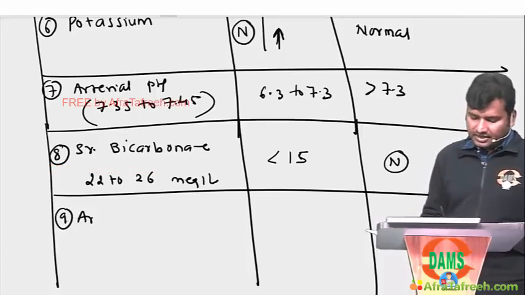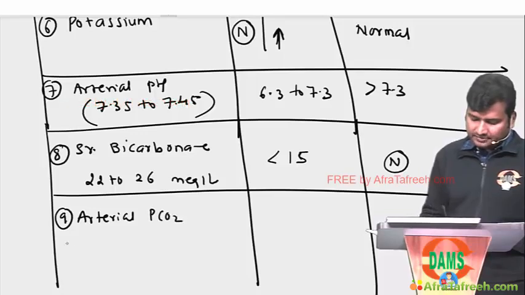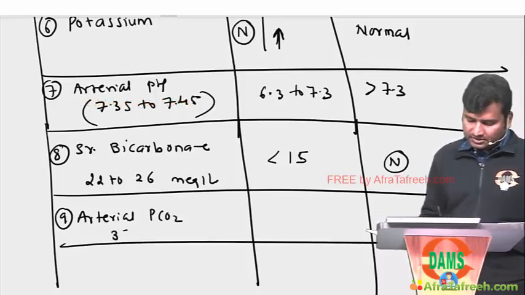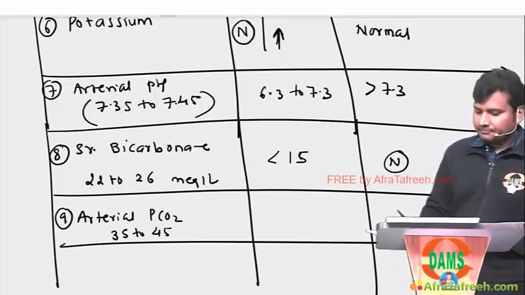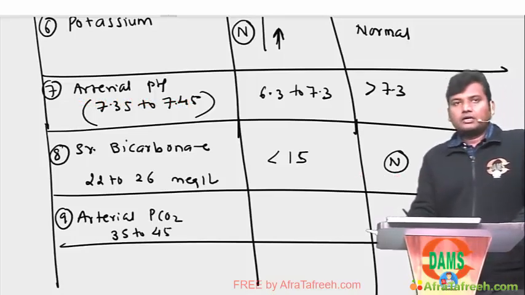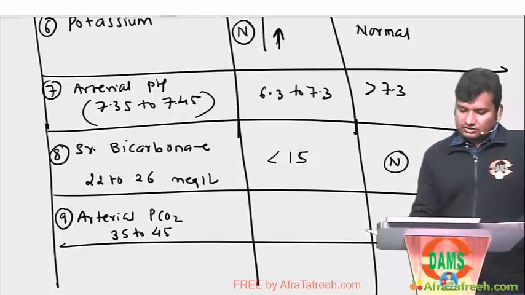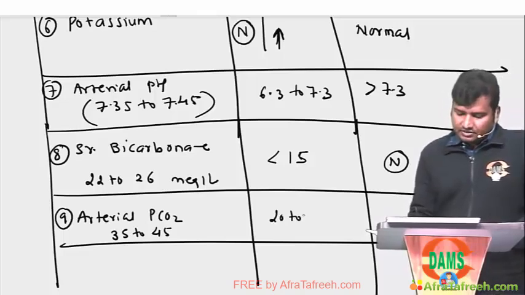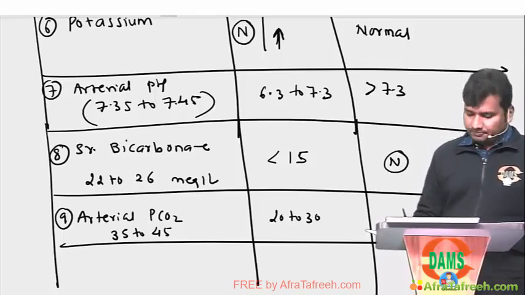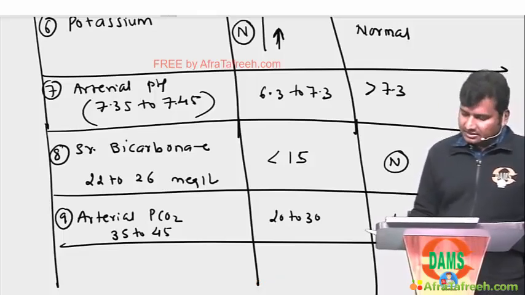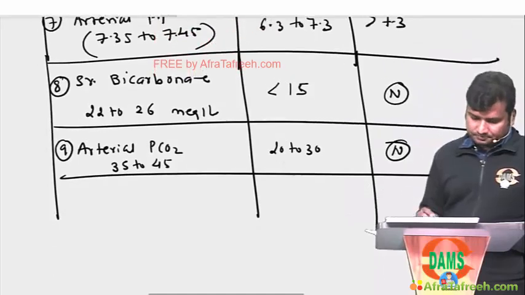Then arterial carbon dioxide normal level is 35 to 45. In diabetic ketoacidosis, carbon dioxide decreases, it becomes 20 to 30, and in HHS it remains normal.